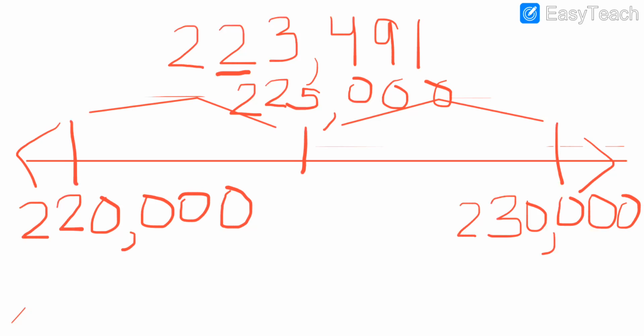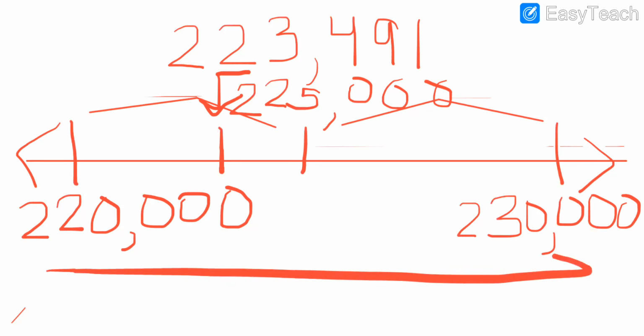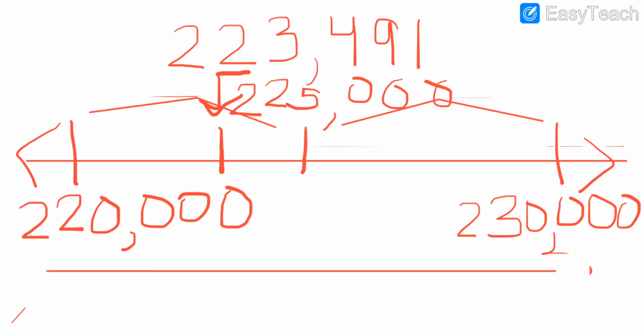Well, I see that 223 is less than 225. So I know that it is going to fall on this side of my number line. I'm just going to draw an arrow there because I'm running out of space. So if we look at this from left to right, this is going to be 220,000, 223,491, 225,000, 230,000.